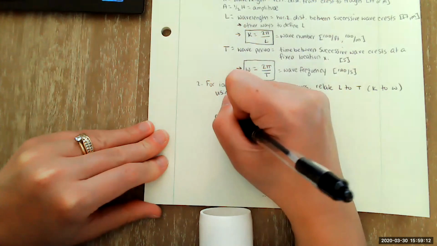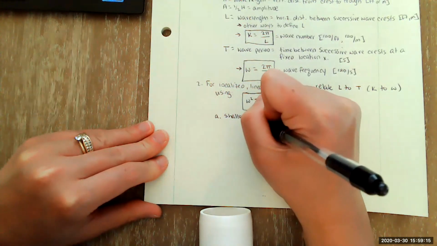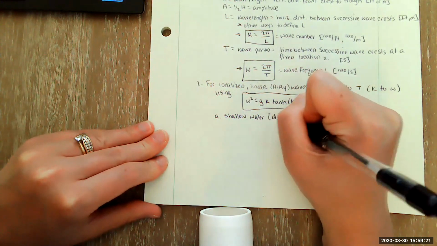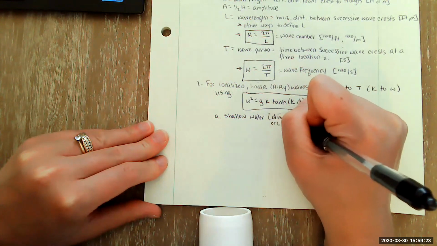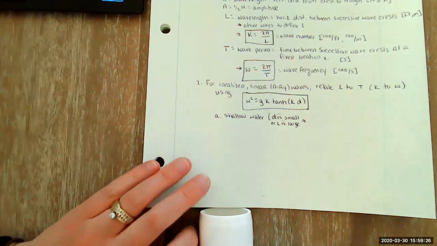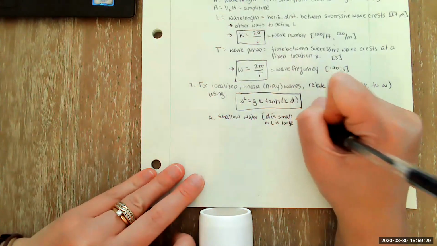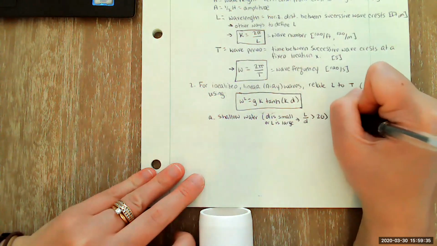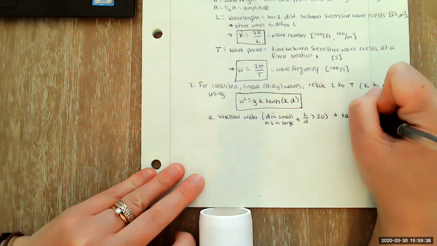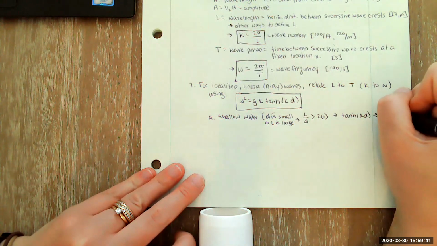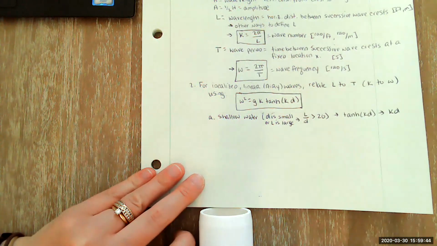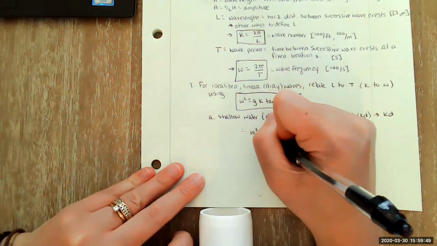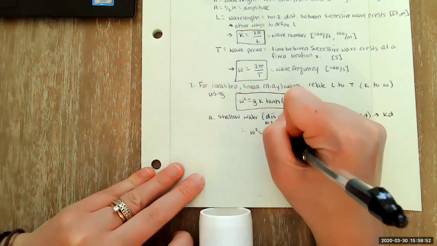If we're in shallow water, we have d is small or L is large. And what do I mean? How small, how large? Basically, we require L divided by d to be greater than 20. If this is the case, we can say that the hyperbolic tangent of k times d can be approximated as k times d. So plugging that in, our dispersion relationship can be simplified to omega squared is equal to g times k squared times d.